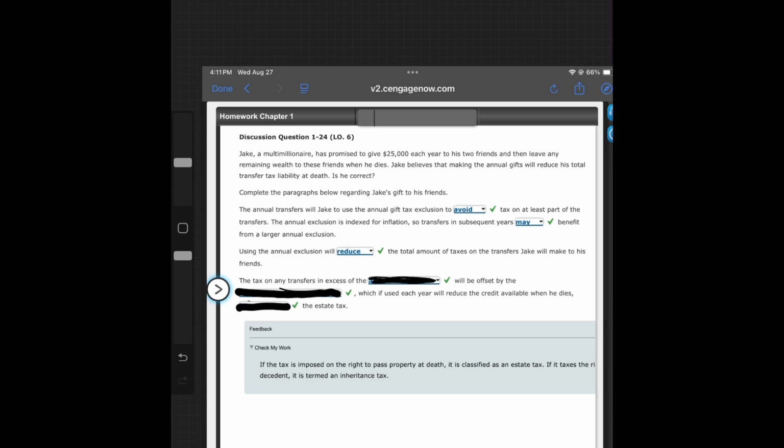Okay. The tax on any transfers in excess of the annual exclusion will be offset by the Unified Transfer Tax Credit. All right. Which, if used each year, will reduce the credit available when he dies. And the last one is increasing the estate tax. And that is that one.